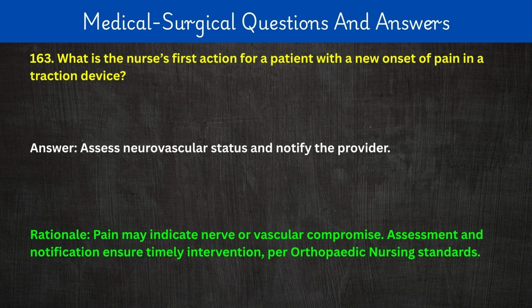163. What is the nurse's first action for a patient with a new onset of pain in a traction device? Answer: assess neurovascular status and notify the provider. Rationale: pain may indicate nerve or vascular compromise. Assessment and notification ensure timely intervention per orthopedic nursing standards.